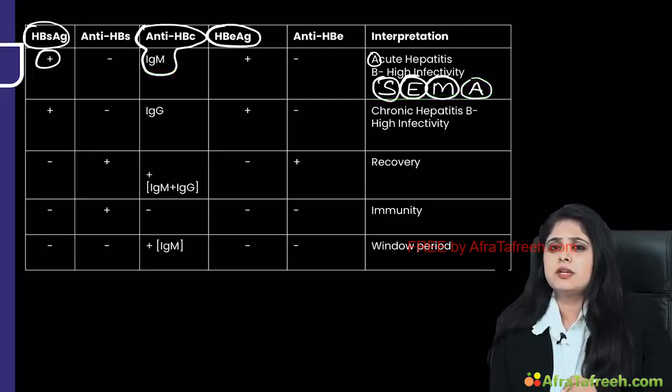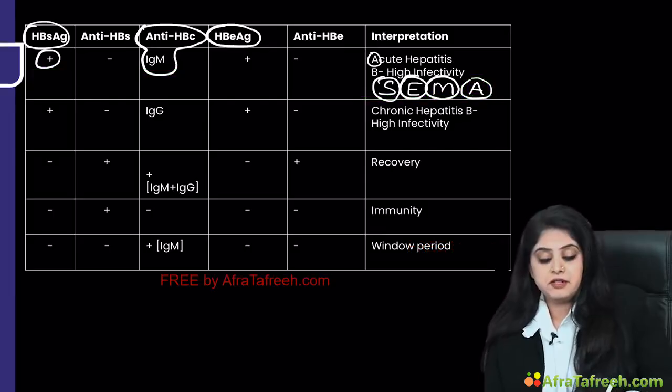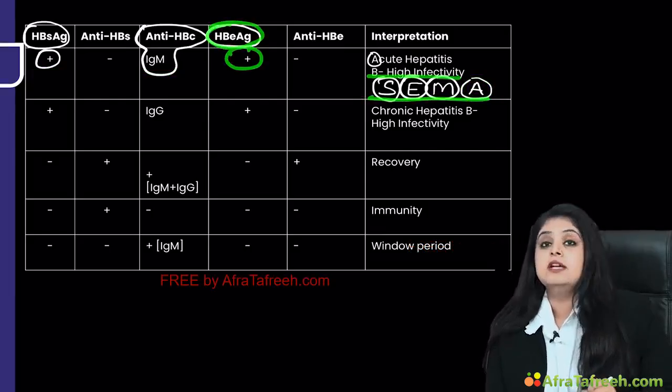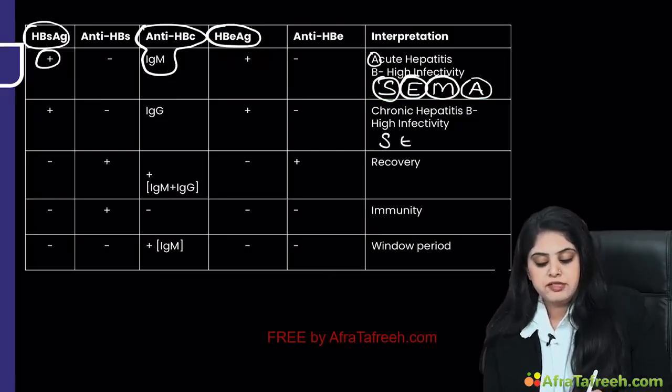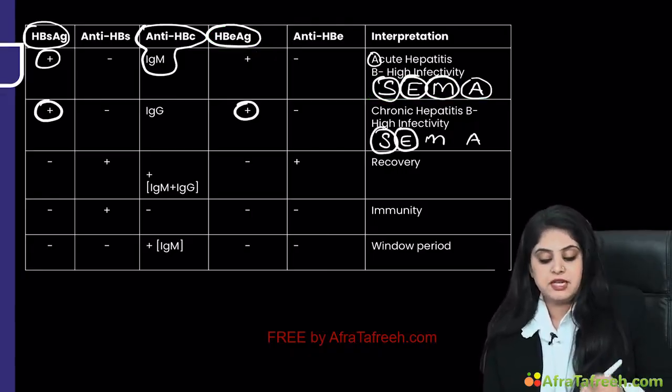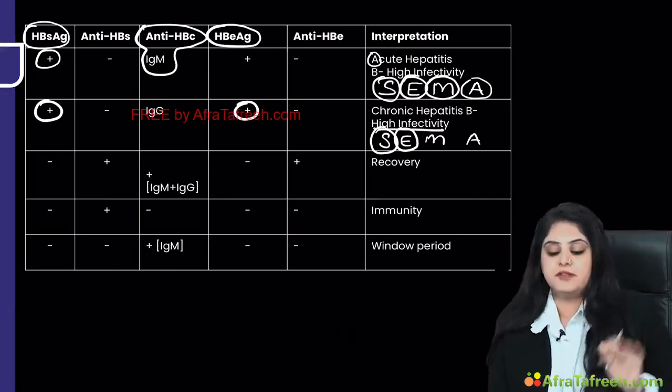But is this acute hepatitis of low infectivity or high infectivity? You'll say, ma'am, for infectivity, I had to go to HBE antigen. It is there, meaning this is a case of high infectivity. Let us change the question. Always I have to follow the SEMA mnemonic. So what will be here? Surface antigen is there? Yes, ma'am, surface antigen is there. E antigen is there? Yes, ma'am, E antigen is also there. If E antigen is present, immediately write infective, very infective.